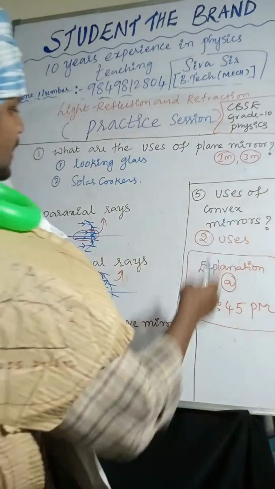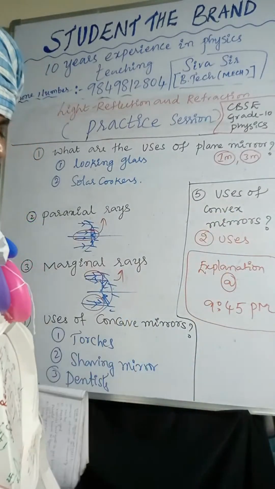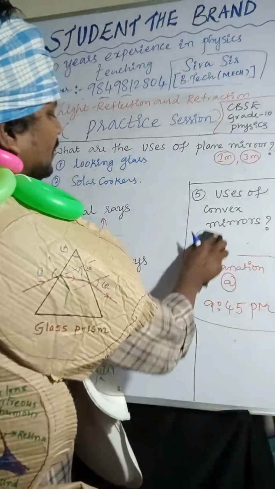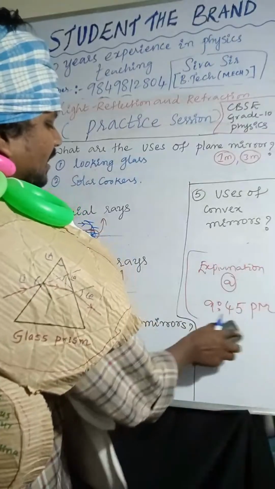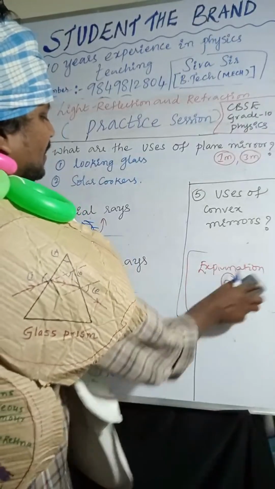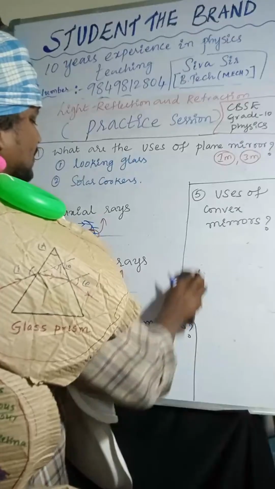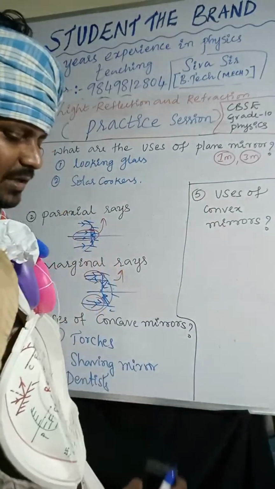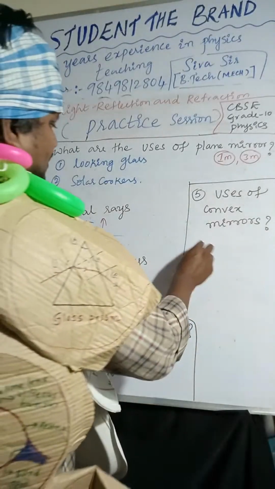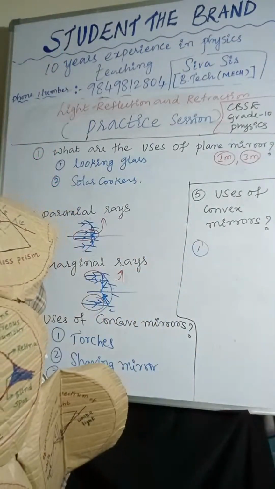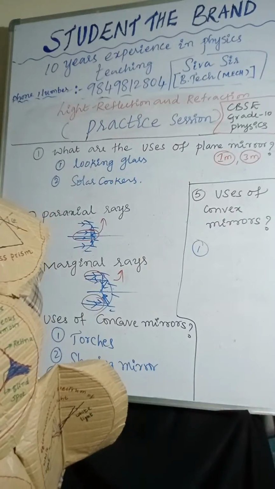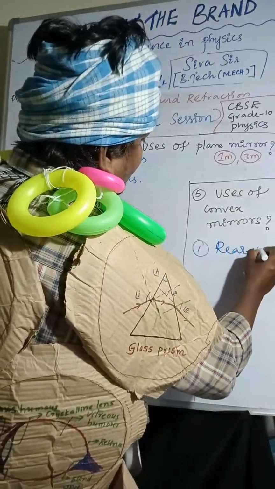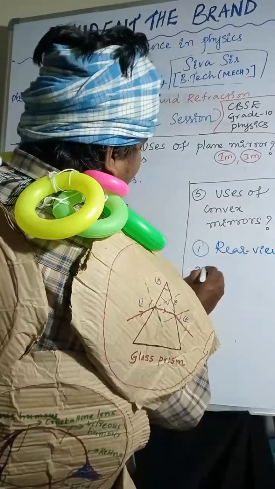Whereas convex mirror has a wide field of view, so that's why we are using it as a rear view mirror in vehicles. That is the first point I'm considering: convex mirror is used as a rear view mirror in vehicles.